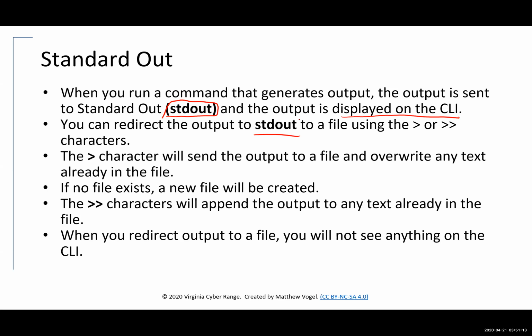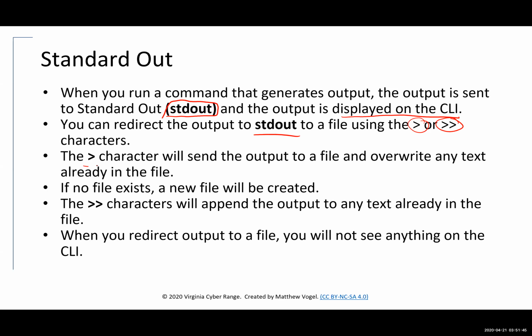Sometimes, instead of having the standard output show up in the terminal window, you want it to go to a file, and so you can use the redirect characters. We've seen these before, but didn't talk a lot about them. There are two different redirect characters. There's the single redirect, and that's going to create or overwrite a file with the new data that you're sending from standard out. Or you can use a double redirect, and that's going to append to the file.